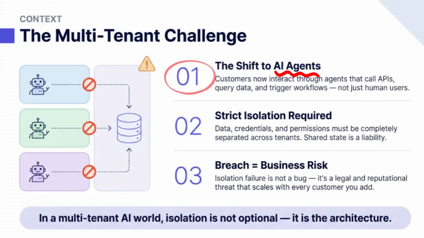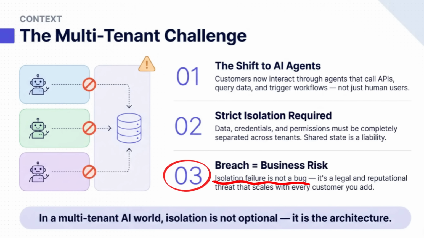AI agents are becoming the primary way customers interact with your product. Instead of logging into a dashboard, they're using agents to call your APIs, query your data, and trigger workflows through MCP servers. But when you're serving multiple enterprise customers through the same server, you have a hard requirement. Every customer's data, credentials, and permissions must be completely isolated. In this environment, a breach of isolation isn't just a bug, it's a liability.